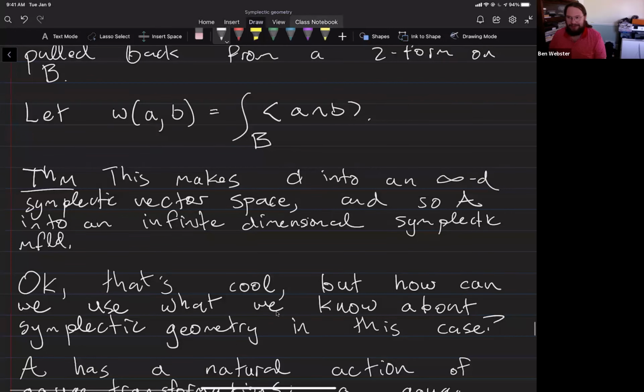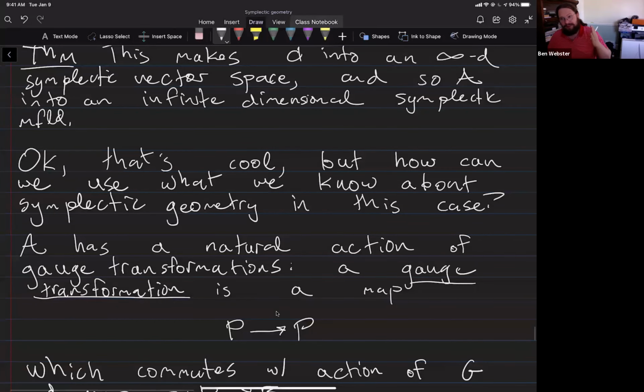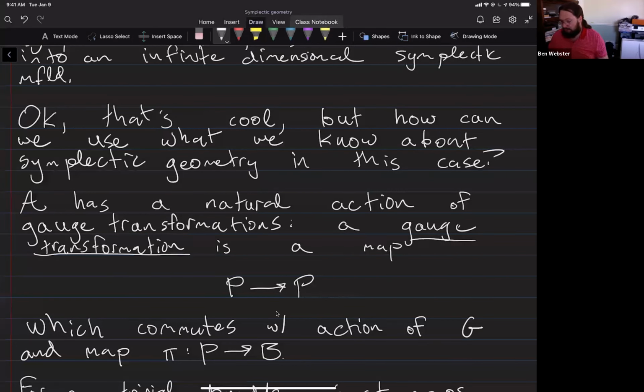And fair enough. It's a cool observation, but what are you going to do? How are you going to actually use the symplectic geometry we've learned in this situation? Well, as I say, we're actually going to think of curvature as a moment map. So A has a natural action of an infinite dimensional Lie group called gauge transformations. A gauge transformation is a map from P to P that commutes with the action of G, and it preserves the map from the principal bundle down to B.